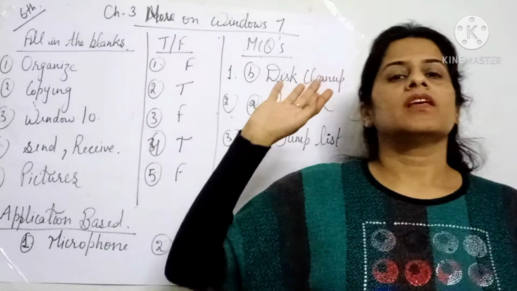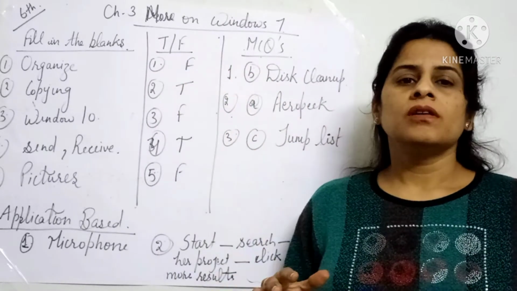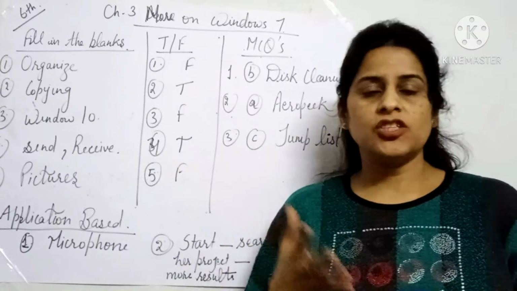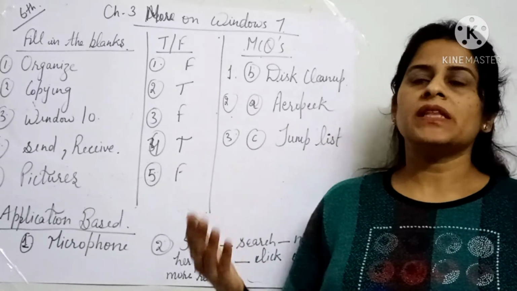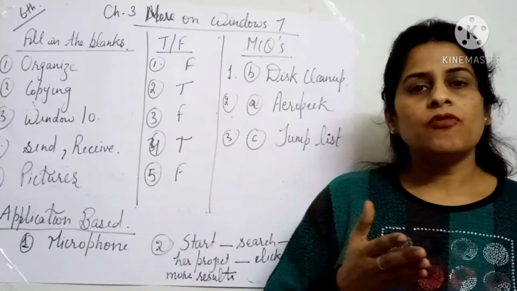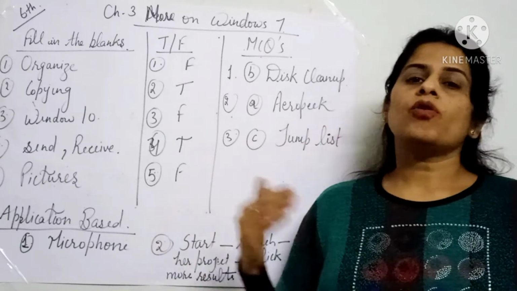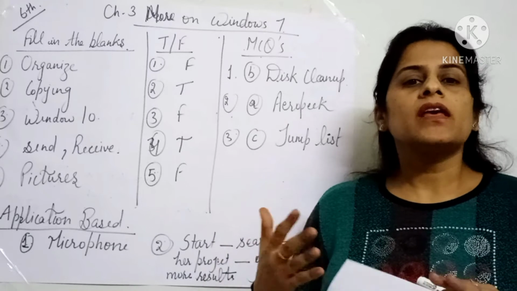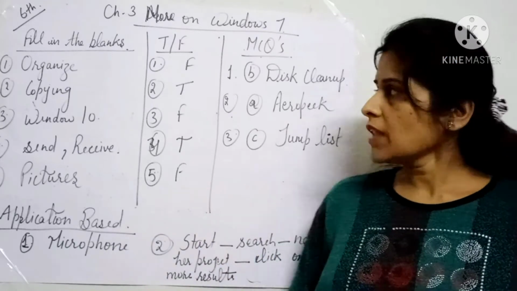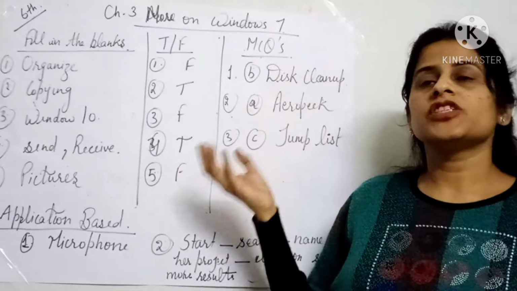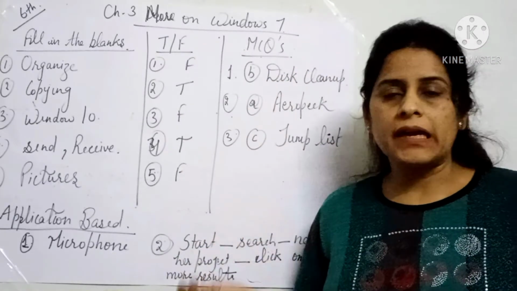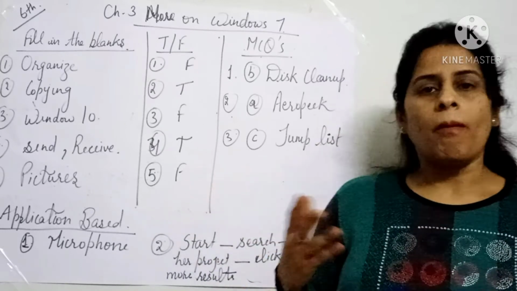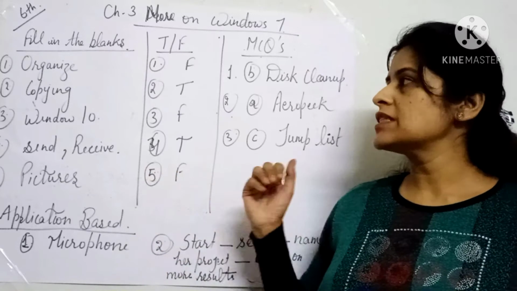More on Windows 7. In this chapter, I have told you about more features of Windows 7: how you can use these features, how you can arrange your windows, how you can copy data from a CD to a PC and from a PC to a CD, and how you can use these features to make your practical easy. We have learned about features like Jump List, Aero Peek, Windows side by side, Windows Media Player, ripping, and copying. We have discussed all these features in this chapter.